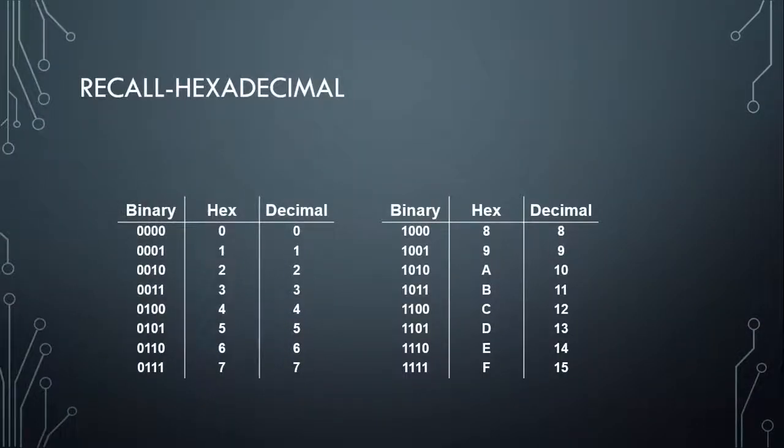All right, quick recall on hexadecimal. So there's our hexadecimal chart. And you can see it goes on what is in binary, what it is in hex, and what it is in decimal. And just as a recall, every 4 binary bits is a single hexadecimal digit. So if you notice, it goes all the way from 0, 0, 0, 0 to 1, 1, 1, 1. Right? Or in hex, 0 to F, or in decimal, 0 to 15.